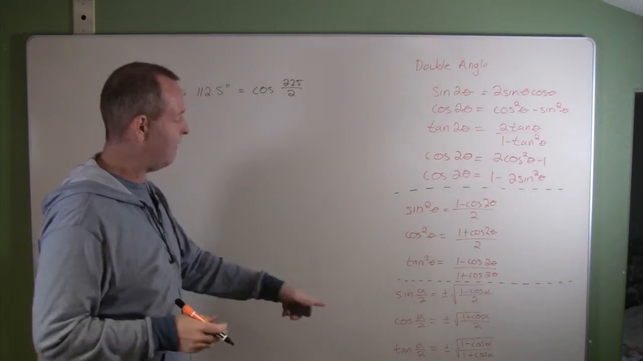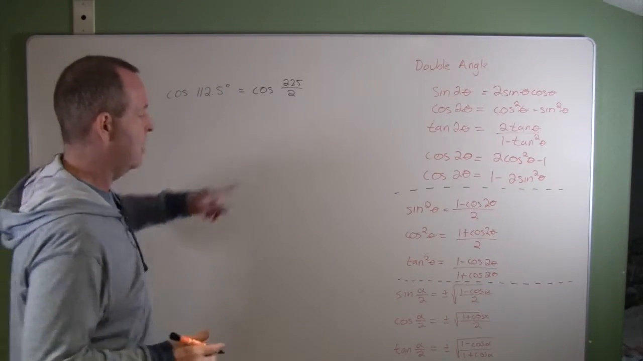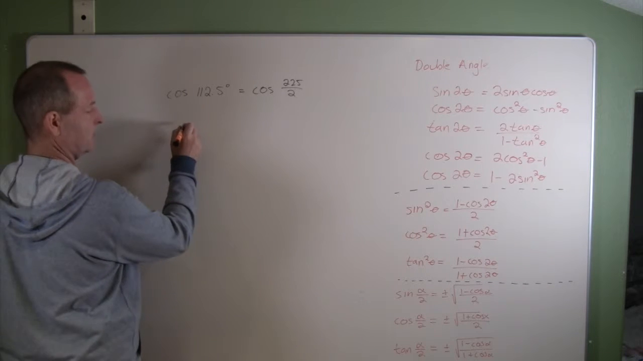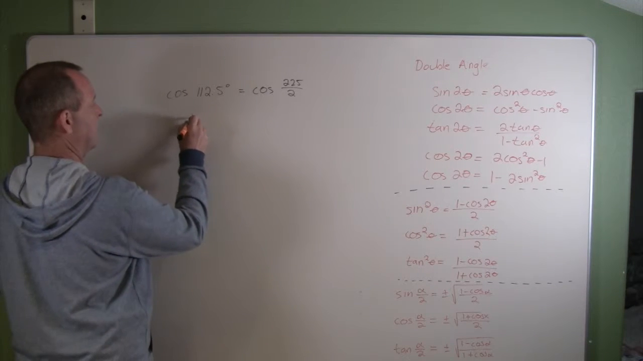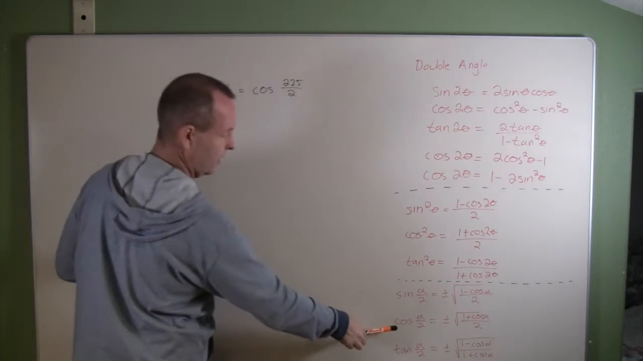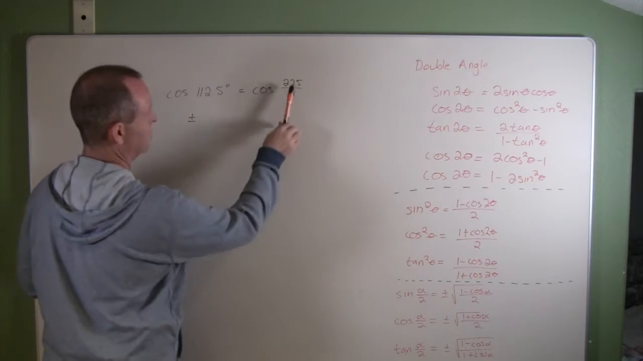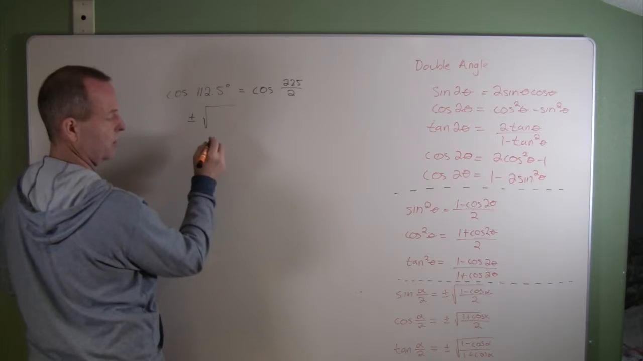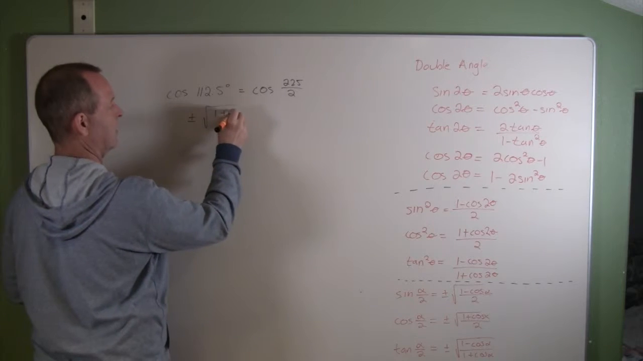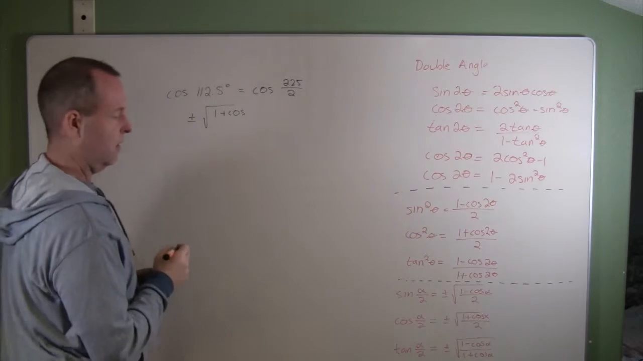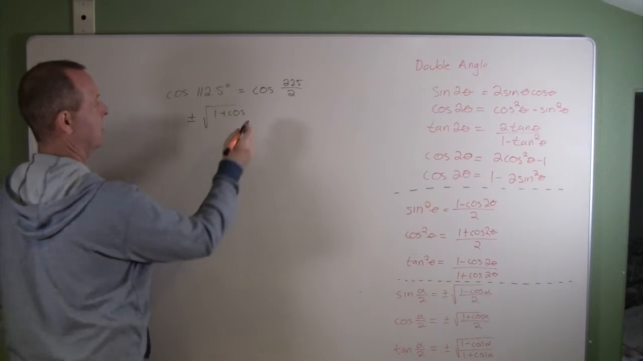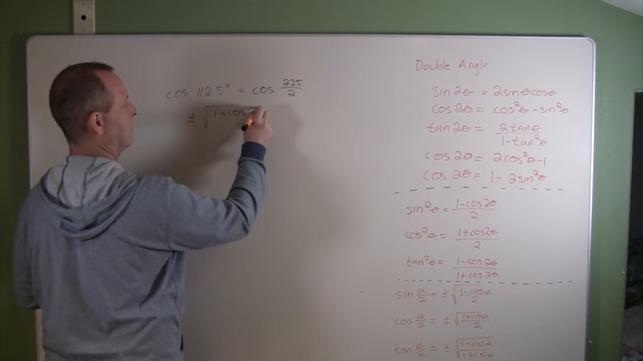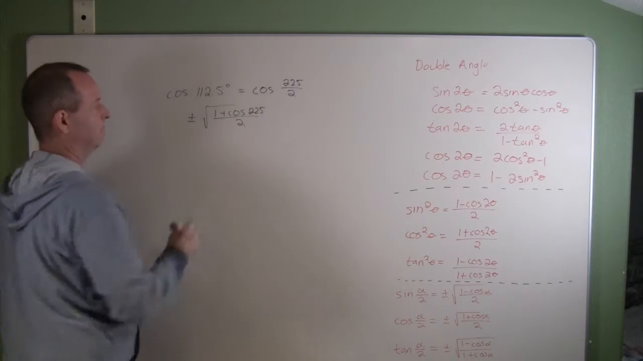So let's look at the half angle of the cosine function, which tells me that I have plus or minus. Right down here, cosine of 225 over 2 is plus or minus the root of 1 plus cosine of x, or alpha in that case, which is 225, all over 2.